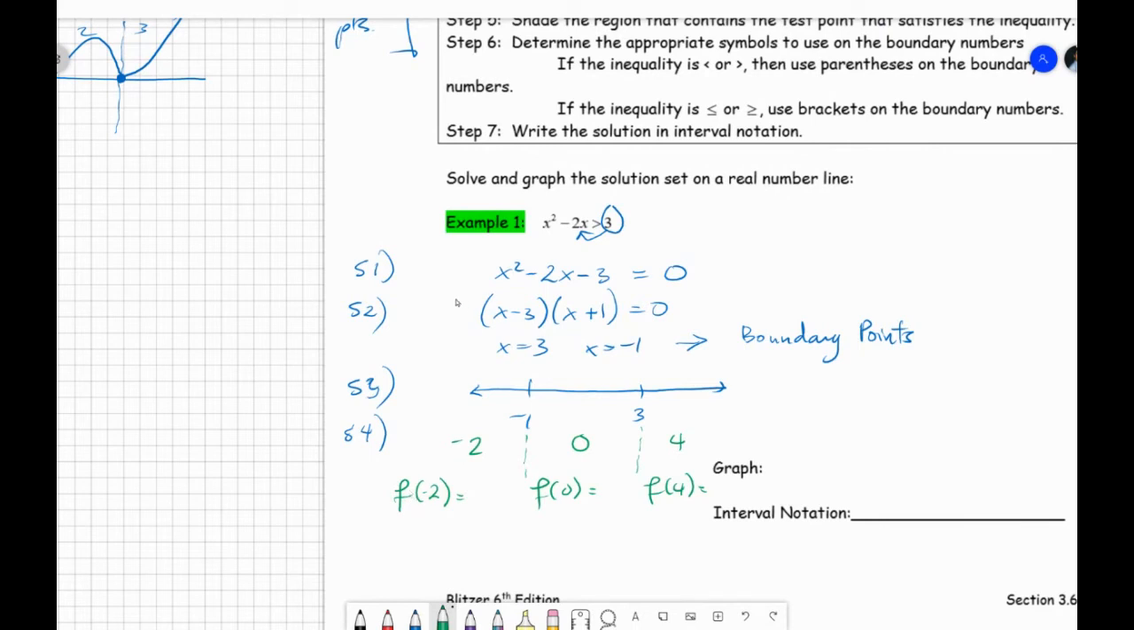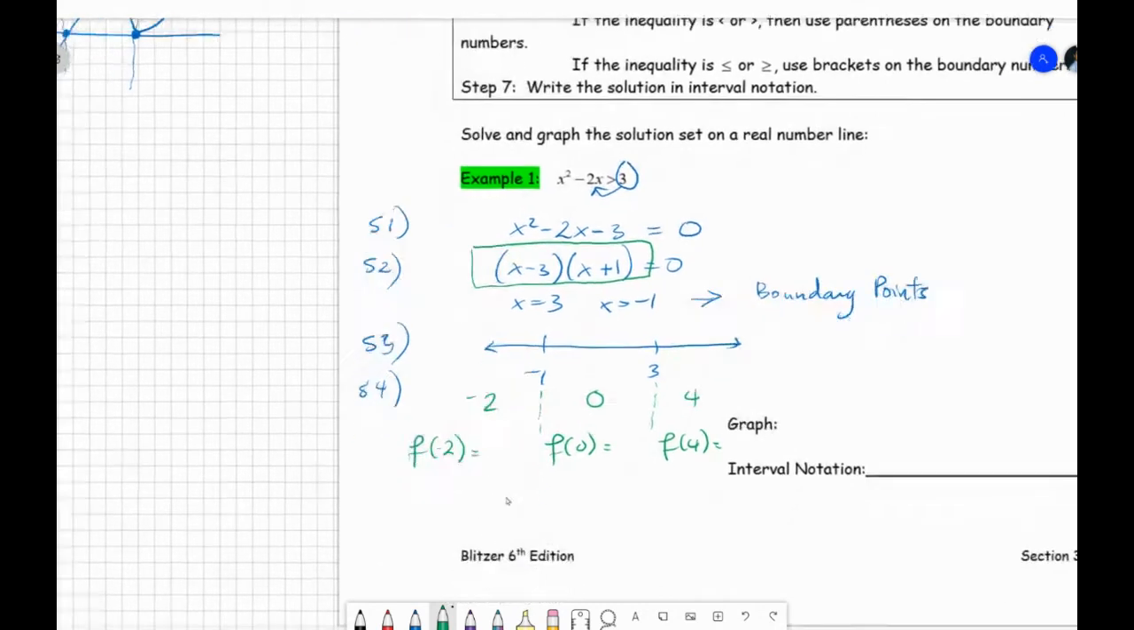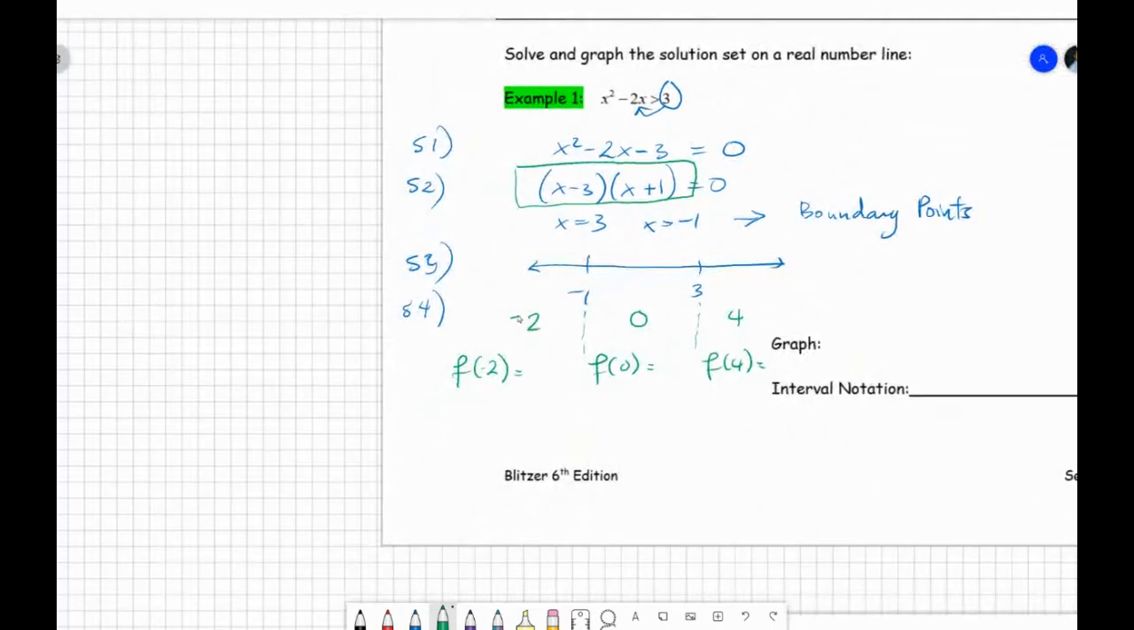Okay, f of -2. So I'm going to use the factored form in order to plug in. Now, remember, I only care if the number that I'm getting is a positive or negative number. I don't care what the actual number is. So if I plug in -2 into the factored form, -2 minus 3, that is a negative number. I don't care what number it is, just the sign. Multiply with -2 plus 1, that's a negative number. So a negative times a negative is a positive number. So that means that this is going to be a positive value. So that means that all of the y values in this interval are going to be above the x-axis.